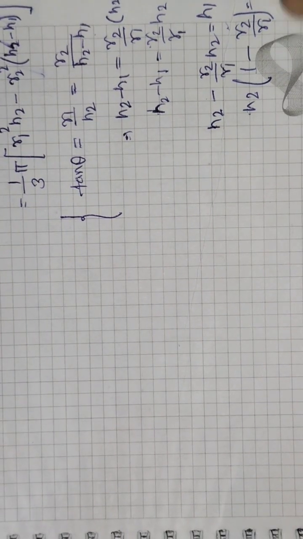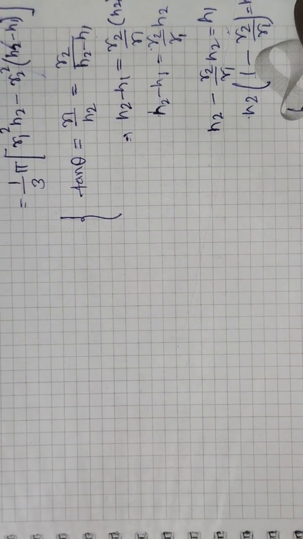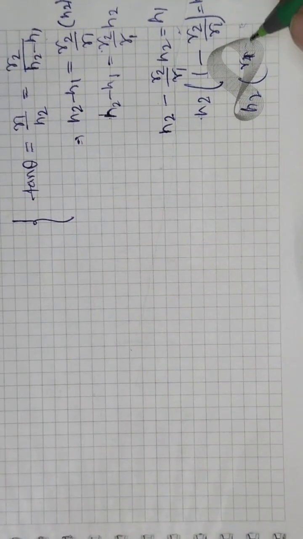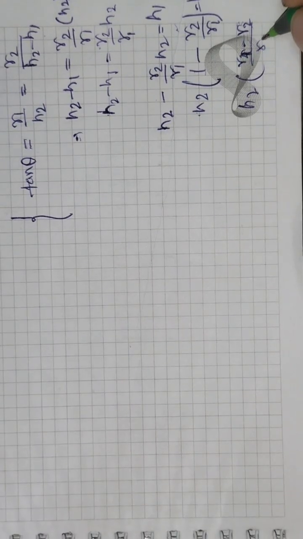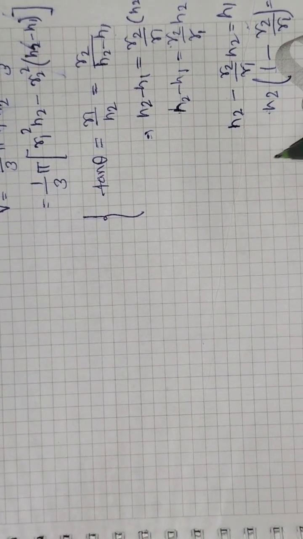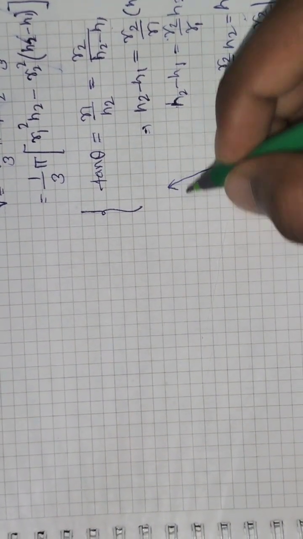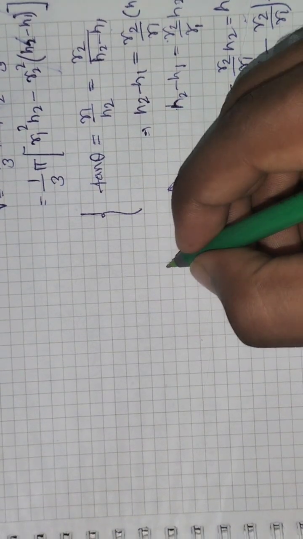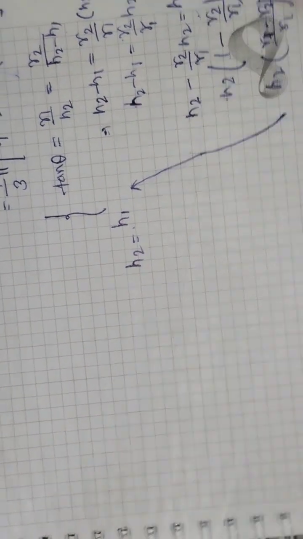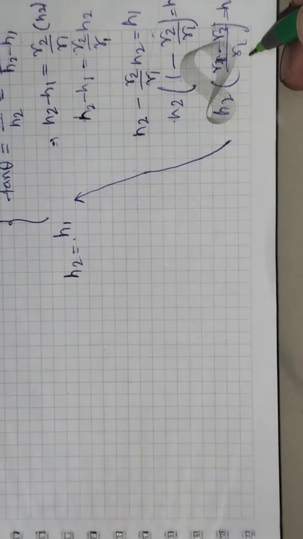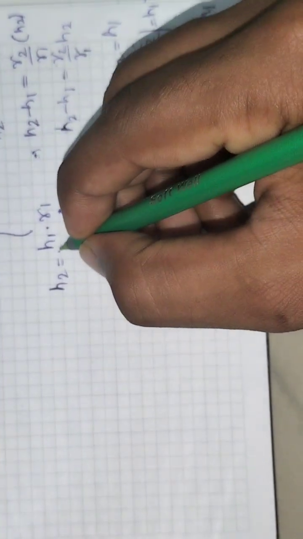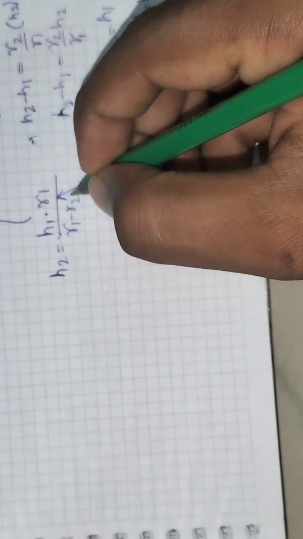So guys, this is h2 and (r1 minus r2) upon r1 equals h1. So from here we will calculate what h2 is equal to: h1. Since this is division, if we take that side, it will multiply, that is r1 upon (r1 minus r2).